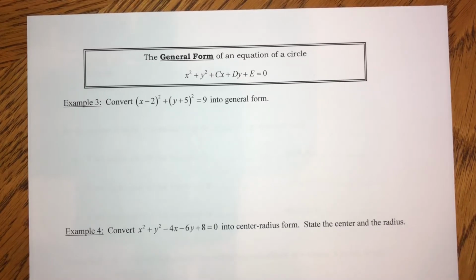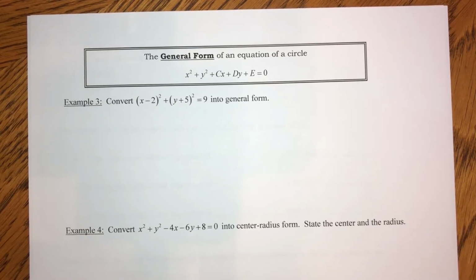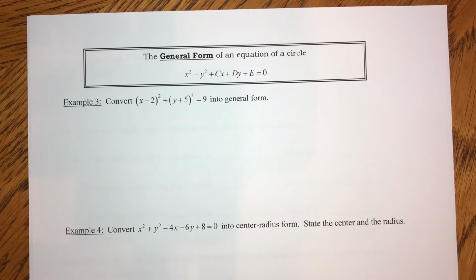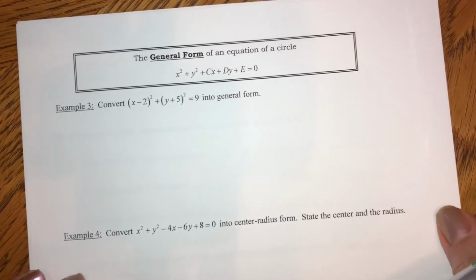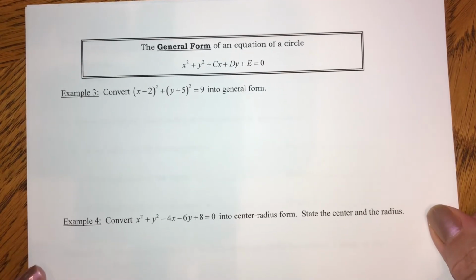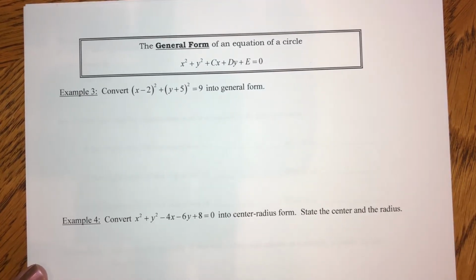All right, so the next thing that we have to do is talk about a different way that we can write the equation of a circle. What we've done so far with center radius form is the most common way that we see the equation of a circle written, but it sometimes is also written in general form. And general form looks like this.